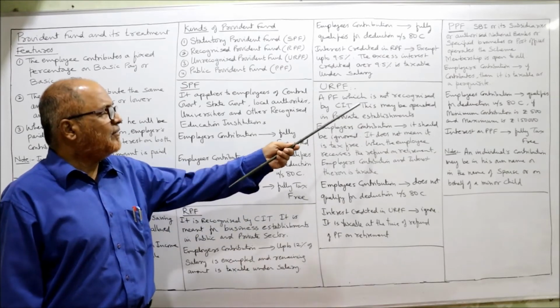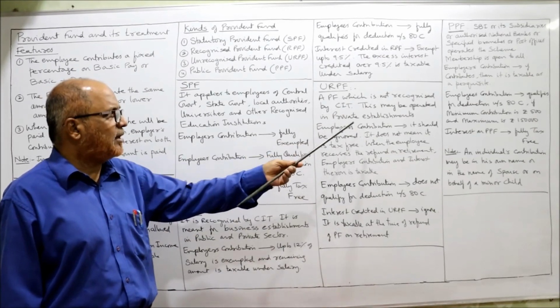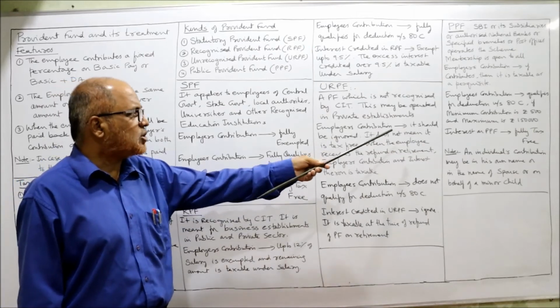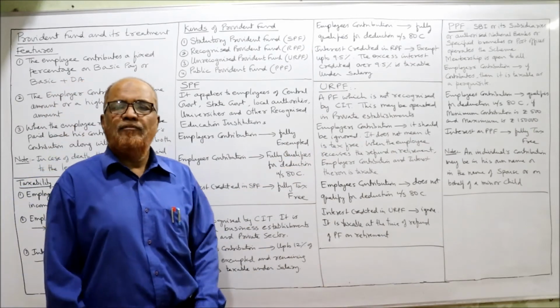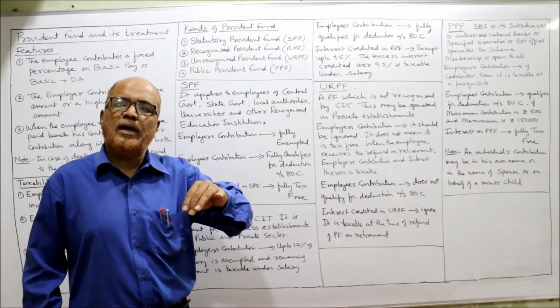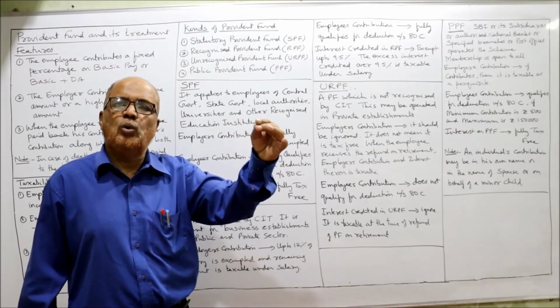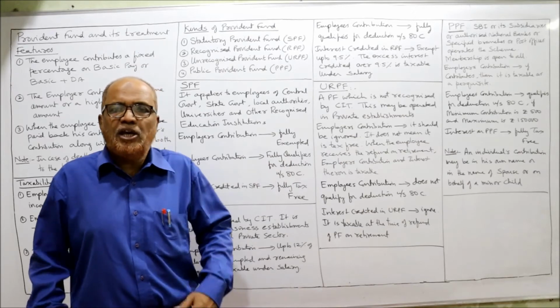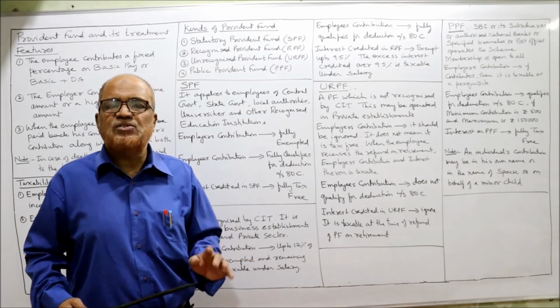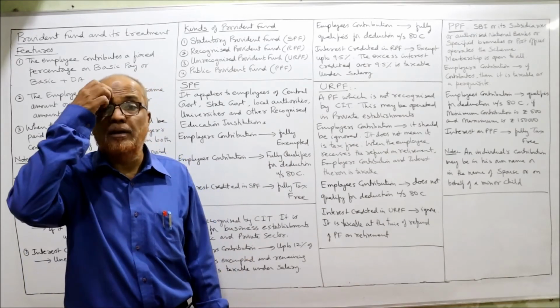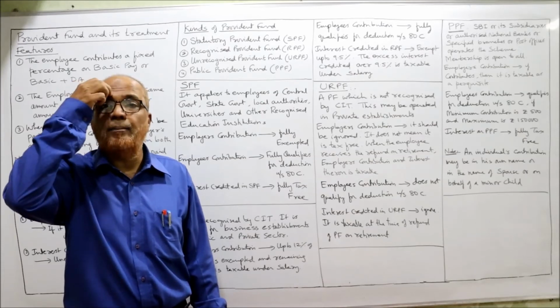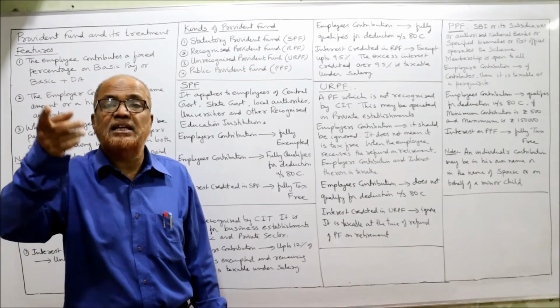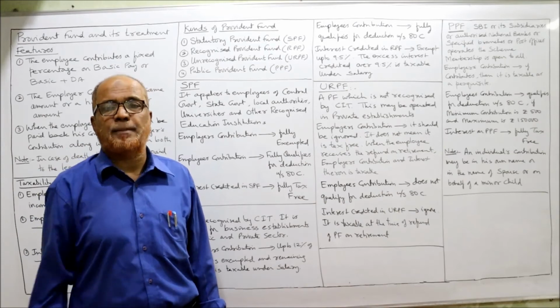Now, a PF which is not recognized by CIT may be operating privately. Employer's contribution should be ignored. When the problem says the employer contributes to URPF, that means we should ignore it. Ignore does not mean that it is tax free. It is taxable when the amount is refunded at the time of retirement.